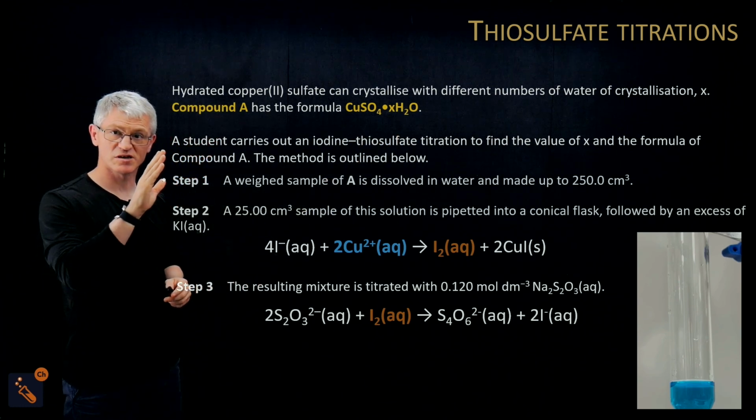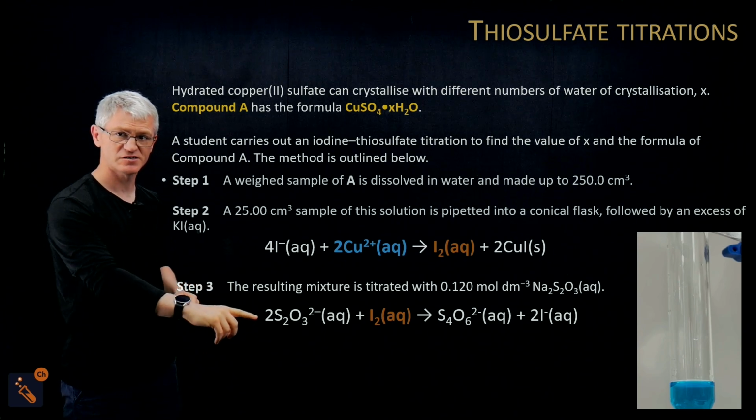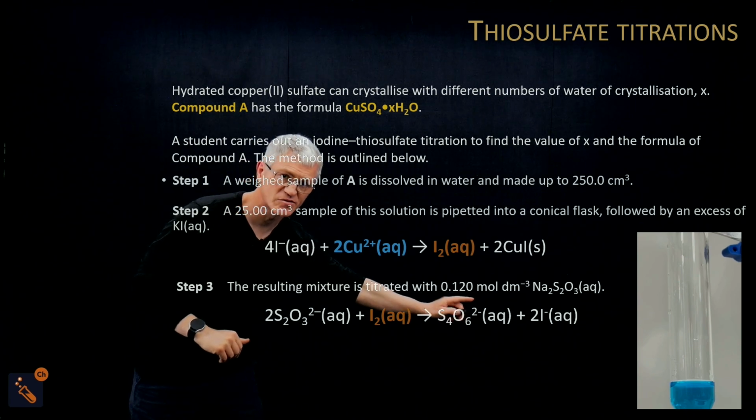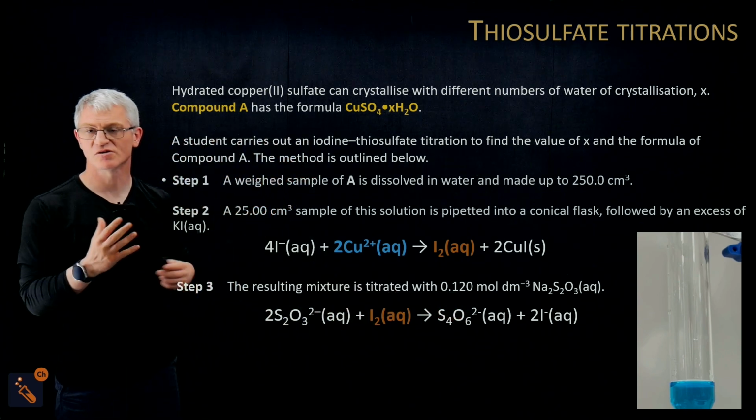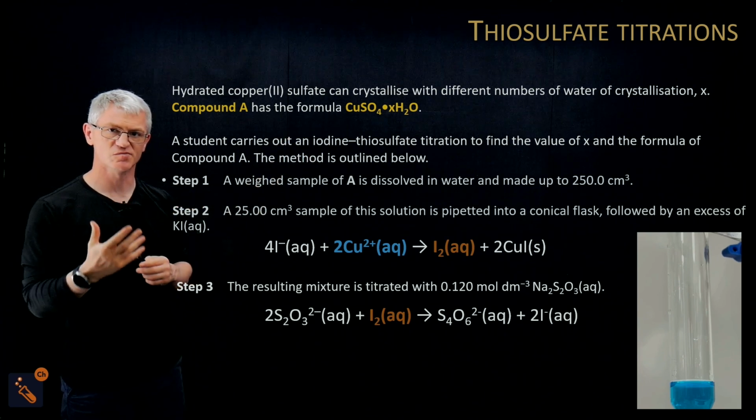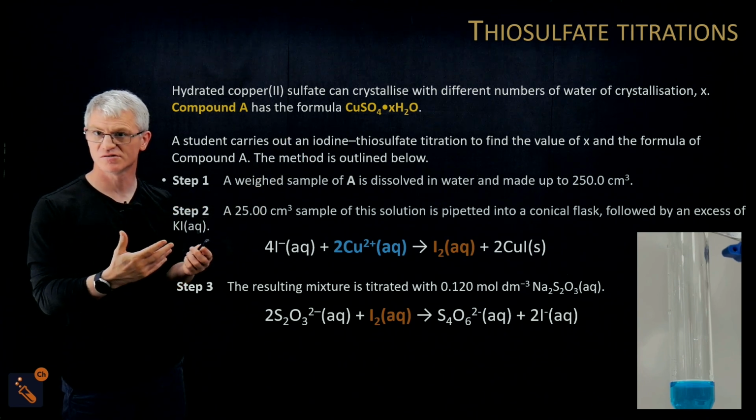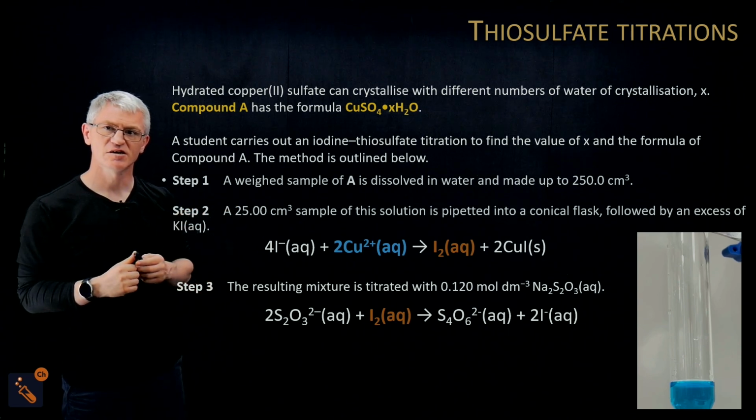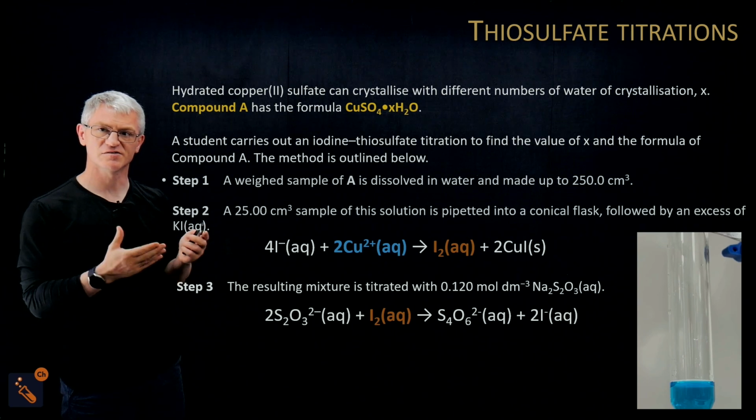It carries out a titration with thiosulfate. Thiosulfate is this thing down here, okay? And we're given the concentration of thiosulfate there. A weighed sample of this is dissolved in water made up to 250, so there's a dilution thing there because we only use 25. And that is followed by an excess of potassium iodide.